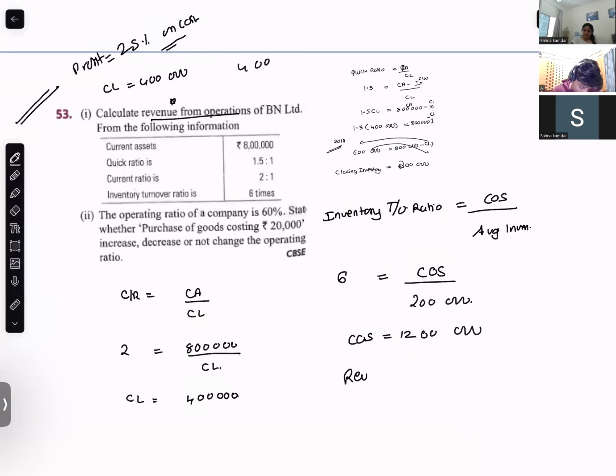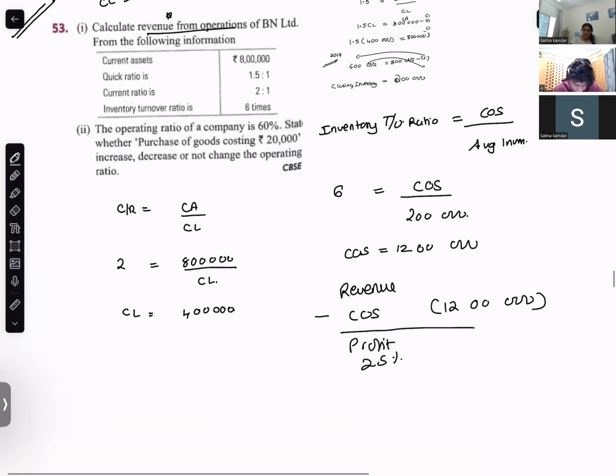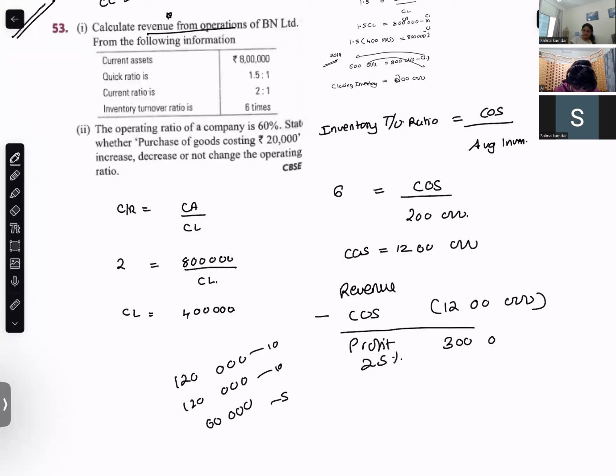So I know that revenue minus cost of sales is going to give me profit. Cost of sales is 12 lakh. Profit is 25% on cost. That means it is 25% on 12 lakh. 10% is 1 lakh 20,000, another 10% is 1 lakh 20,000, and 5% is 60,000. So profit is 3 lakh.